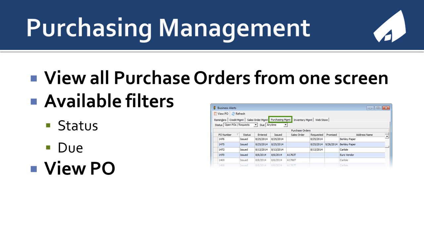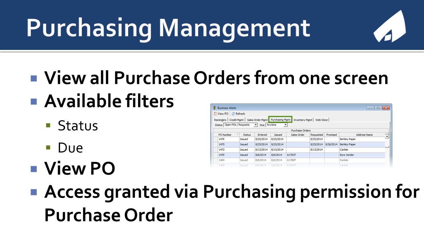To open the PO, you can either highlight the row on this window or you can press the View PO button. Users who have view only or maintain access on the purchase order user permission will be able to see this tab for business alerts. So if you wanted to block that, you would set that to not allowed in the user setup.